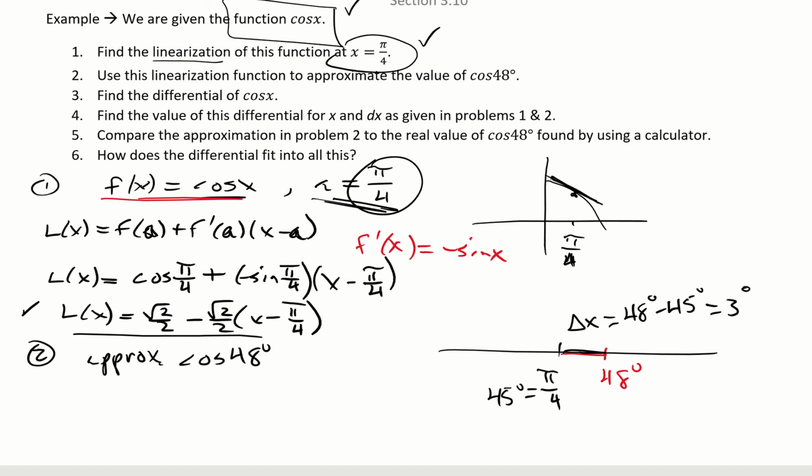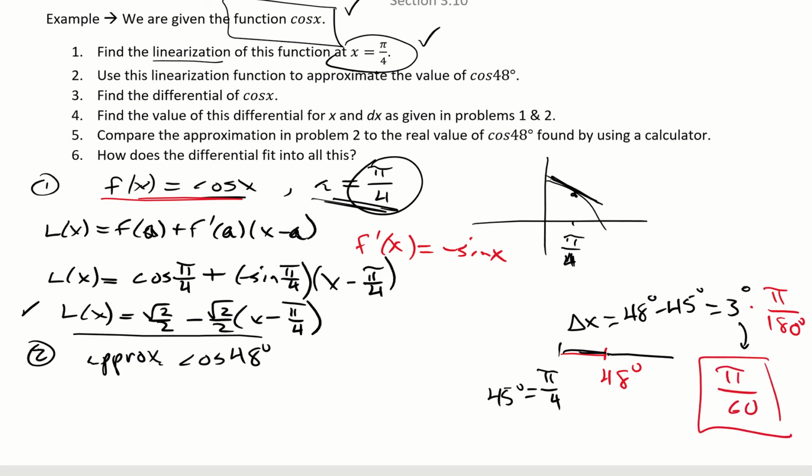This is when I change it into radian measure. How do you do it again? Oh yeah, multiply by pi over 180 degrees, and that is actually pi over 60 radians. That is delta x. Why is that important? You'll see. So we're going to use the linearization function. You thought I'd start right with that, huh?